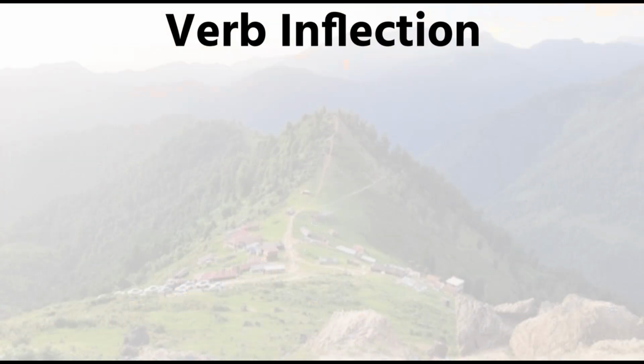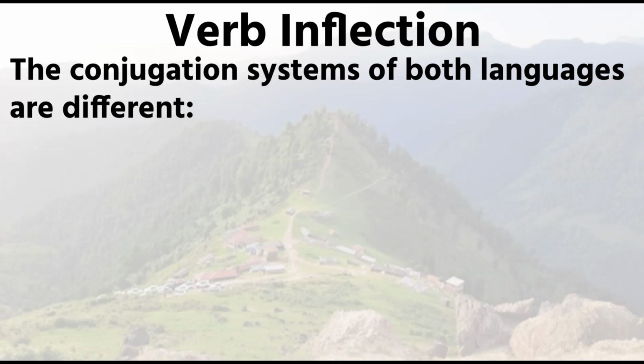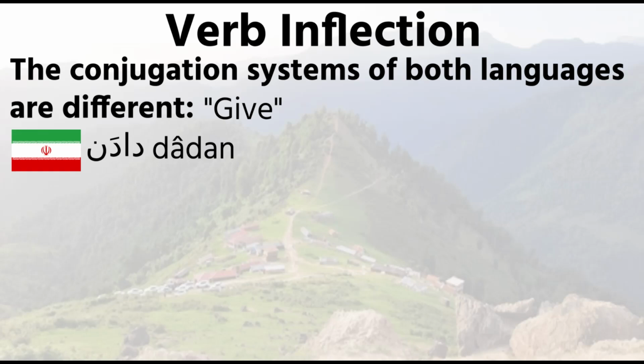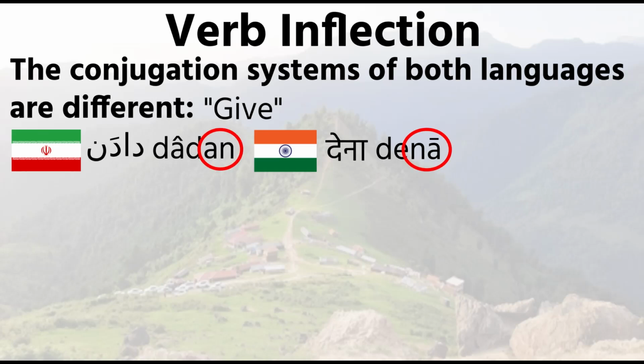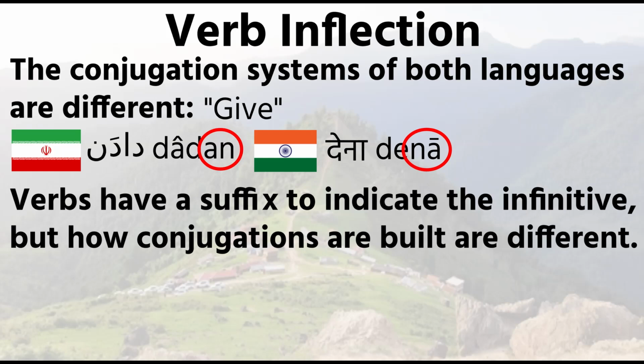Verb inflection. The conjugation systems of both languages are different. Let's start with the verb meaning to give. دادن, देना. These words here are cognates and remind me of some Romance languages, and have a suffix on the end. In both languages, verbs have a suffix to indicate the infinitive, like to give, but how conjugations are built are different. Let's start with Persian.